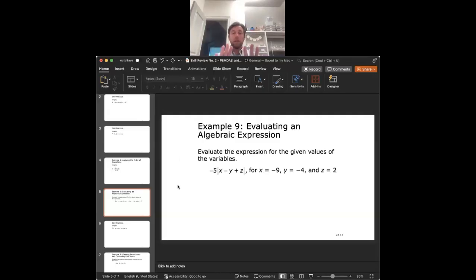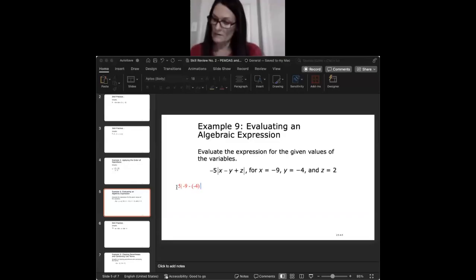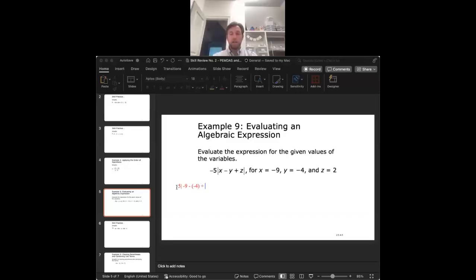See, here we are told what the values of x, y, and z are. So you want to go ahead and make the replacement. It's not letting me type, so I'm just going to go ahead and type here. So x is -9, minus is in front. Y is -4, so I'm going to put that in parentheses because I have a minus minus. And then z is 2.